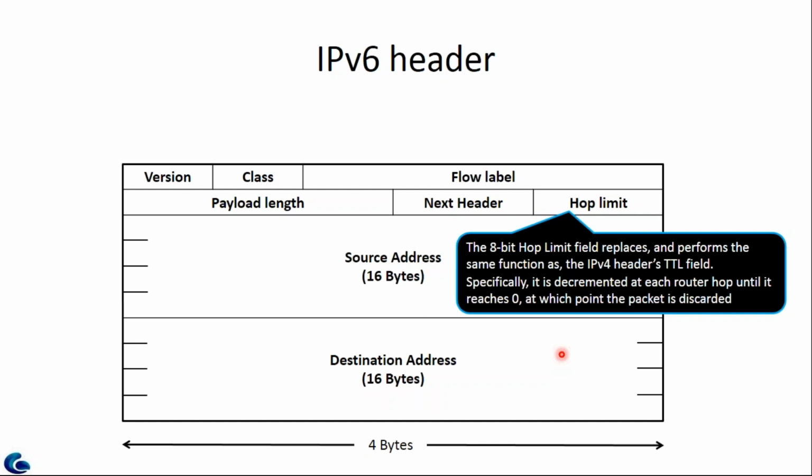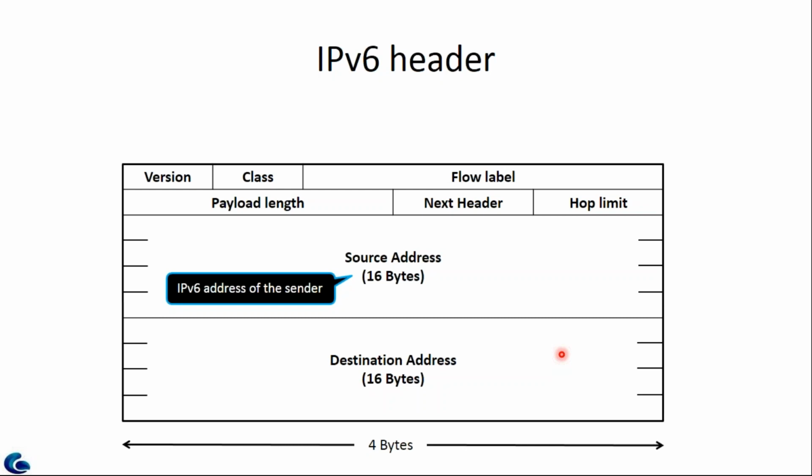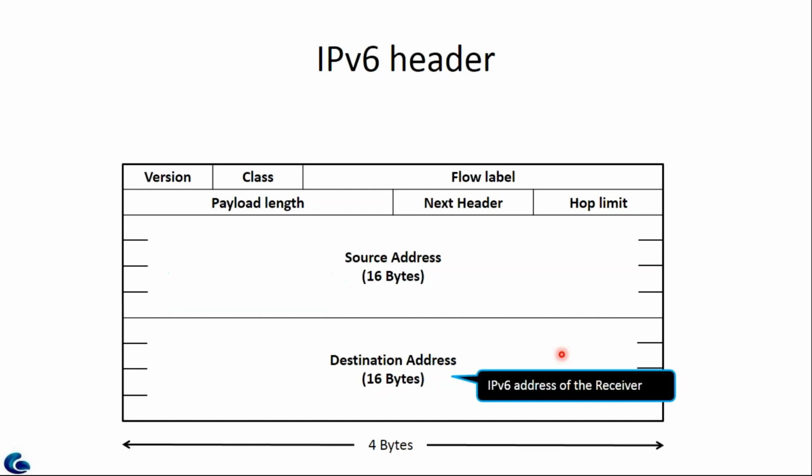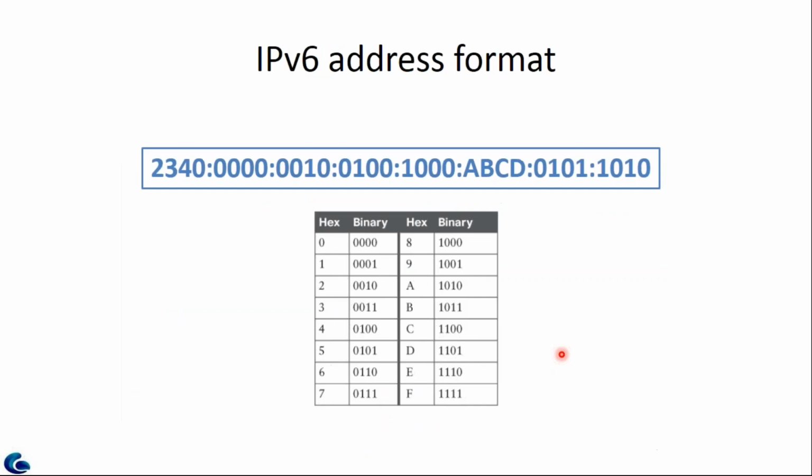Then you have the hop limit, something like the TTL we discussed, to stop packets going in circles. The 8-bit hop limit replaces and performs the same function as the IPv4 header TTL field. Specifically, it is decremented at each router hop until it reaches 0, where the packet is discarded. And of course, nothing really new here: the source address identifies the sender and the destination address identifies the receiver. So fewer components, but more or less the purpose is served exactly like in IPv4.